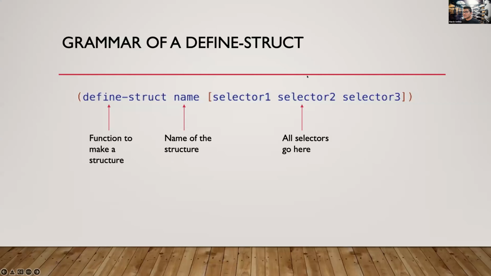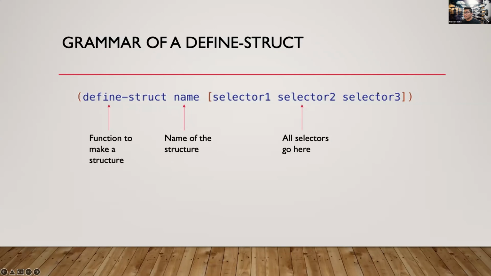One of the things about structures is we use the define-struct keyword to make a specific structure. The structure has a given name inside of it, and then it has multiple fields, or as we can also call them, selectors. These are essentially what information the structure is going to store.